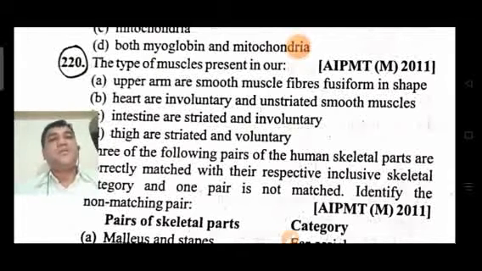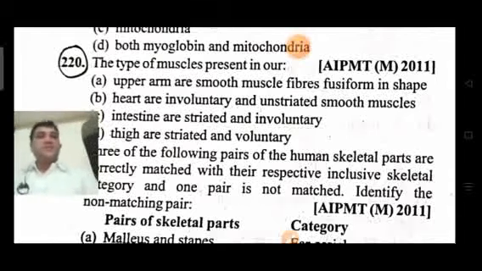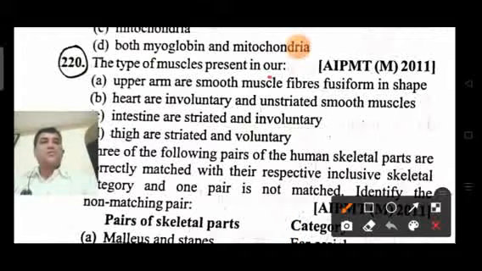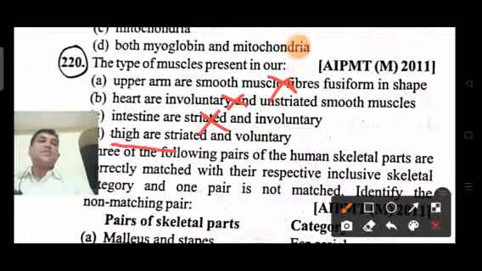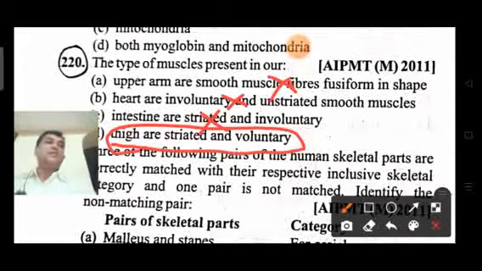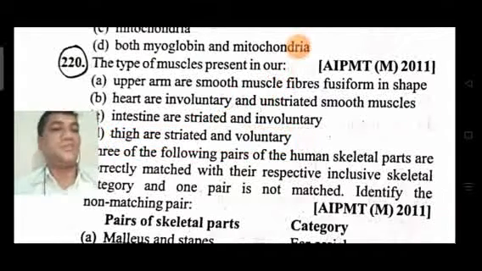The type of muscles present in our upper arm are smooth muscles? Arm means skeletal muscles, so the first option is the wrong option. Heart muscles are involuntary and unstriated? They are striated muscles, so the second option is also wrong. Intestine are striated and involuntary? Intestine are smooth muscles and they are involuntary, so the third option is also wrong. Thigh are striated and voluntary. So this can be the right answer for this question.